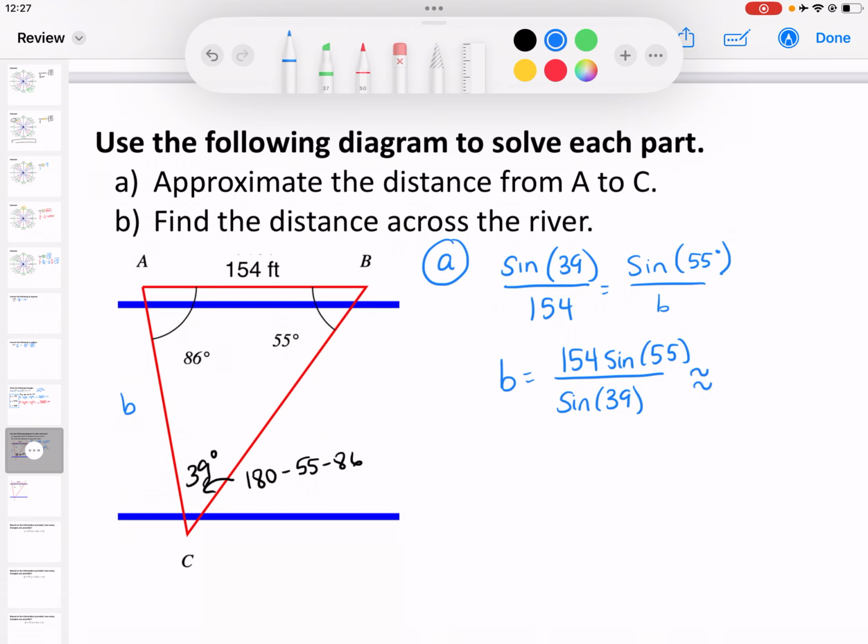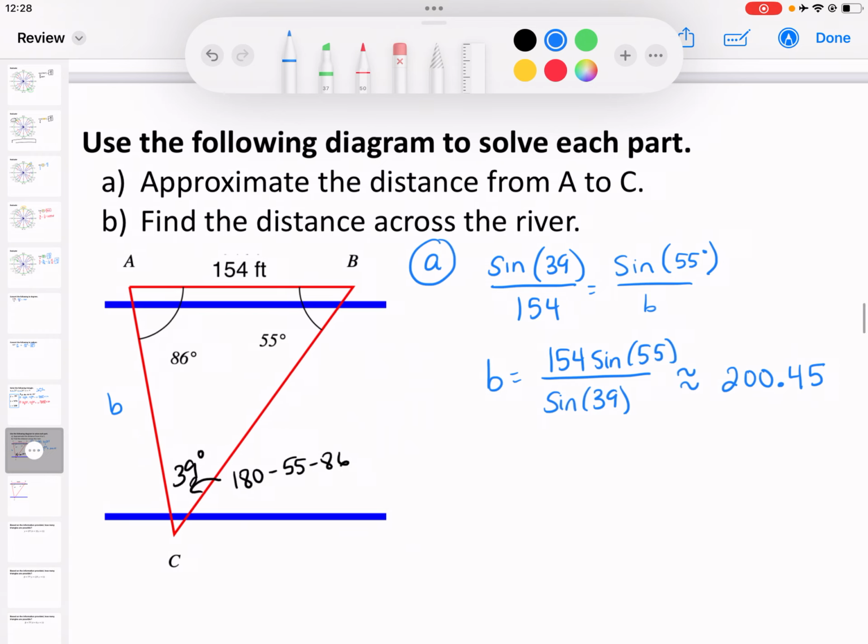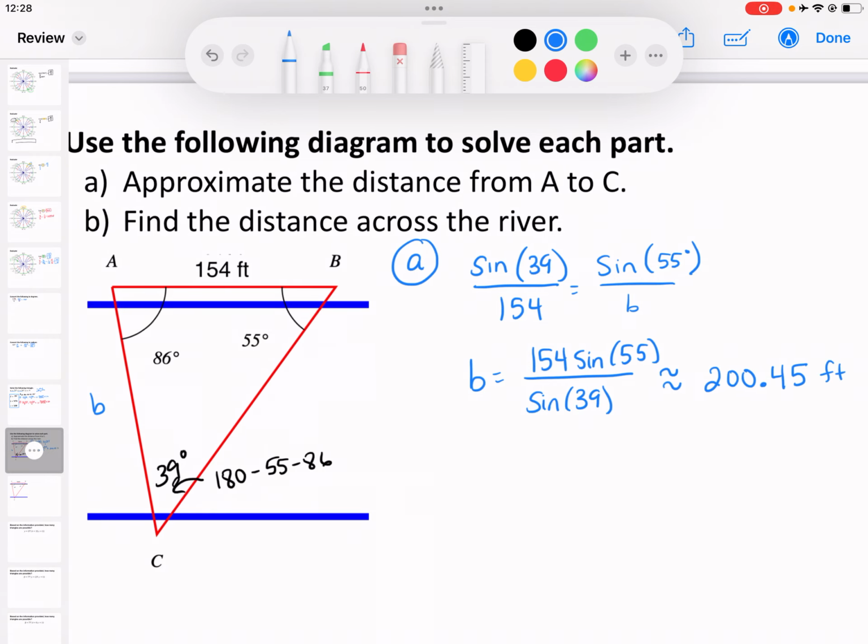And then I just type that in. 154 times sine of 55, I'm typing it in wrong. All right, divided by sine of 39. All right, so you should get about 200.45. And this would be feet for part A, which I don't think it requires you put that in.